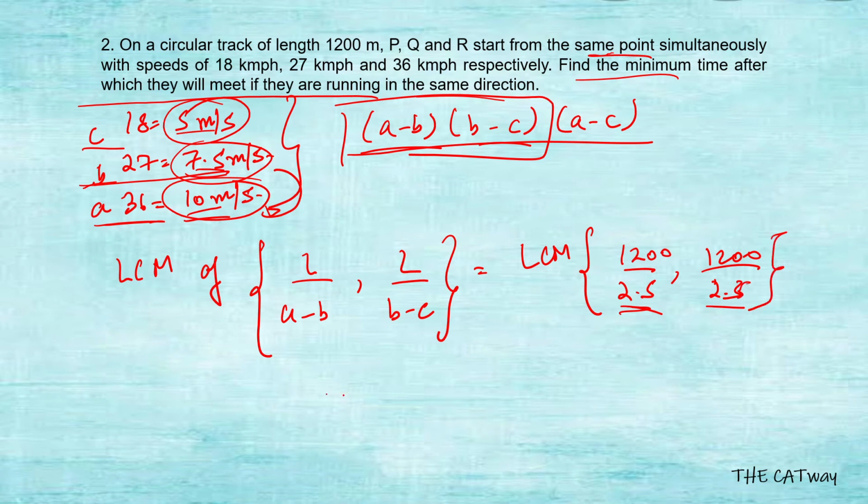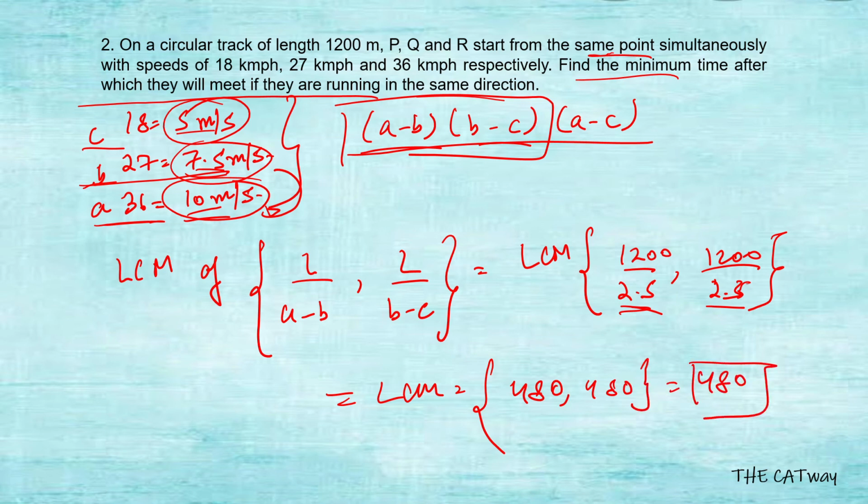So let's do this. The LCM is going to be equal to 1200 divided by 2.5. So the LCM of 480 and 480 is going to be 480 itself. That means the answer is 480 seconds. After 480 seconds they are going to meet for the first time when they are running in the same direction. So this is how we do questions based on circular tracks.